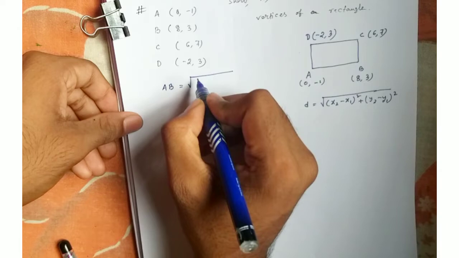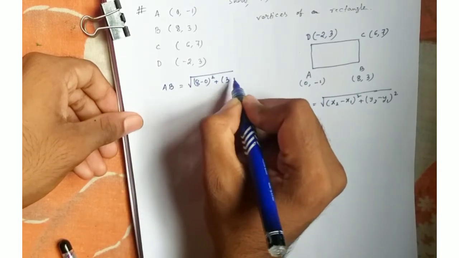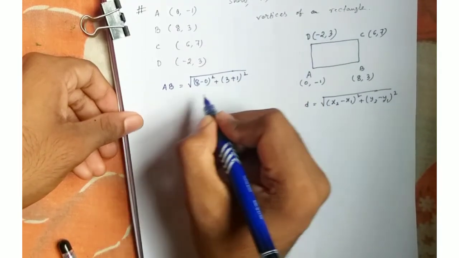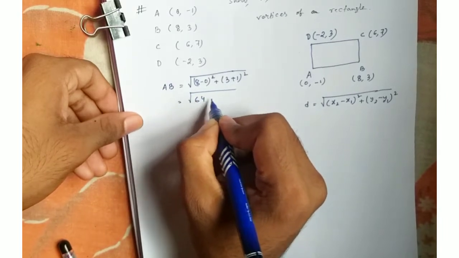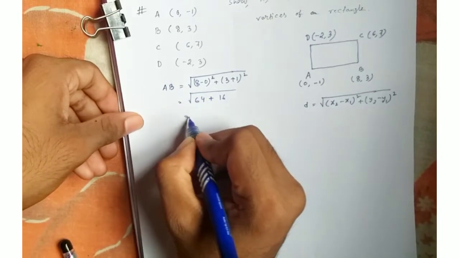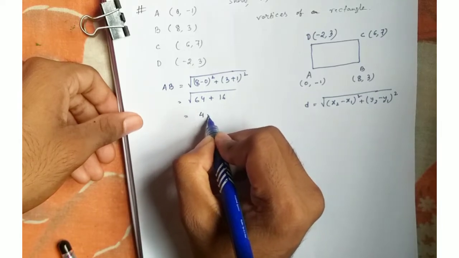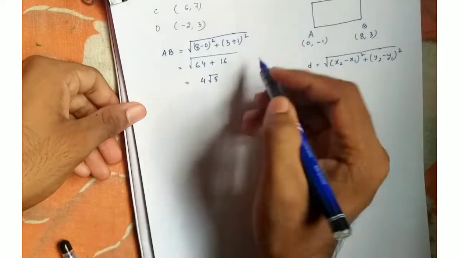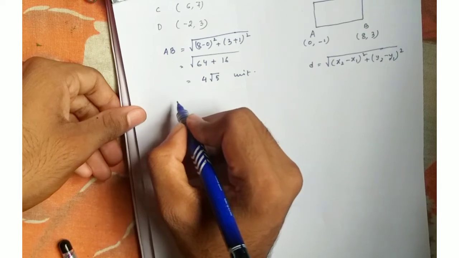It will be (8 minus 0) whole square plus (3 minus of minus 1, that will be plus) whole square. It will be 8 square, 64, plus 4 square, 16. It will be 4 root 5. Give the unit.